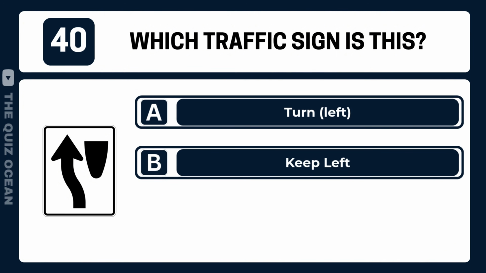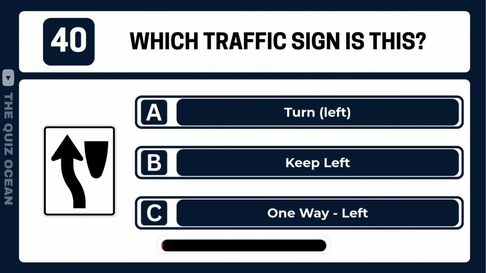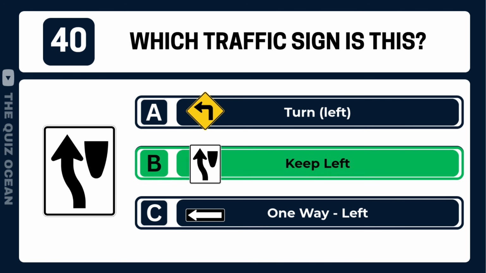Question 40. Which traffic sign is this? The answer is B. Keep left.